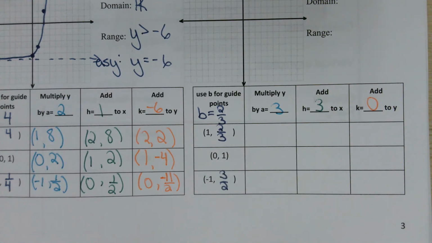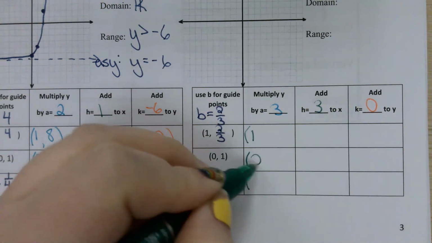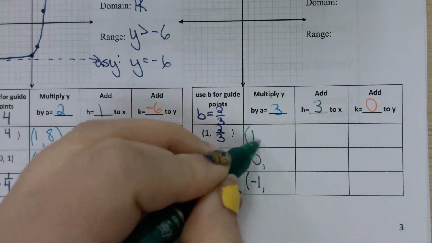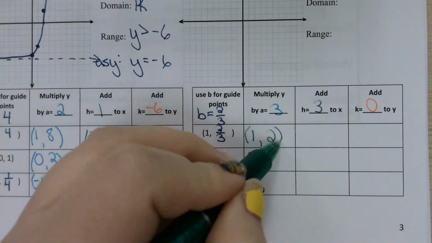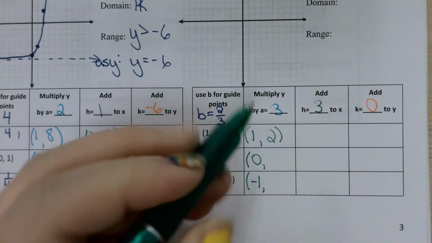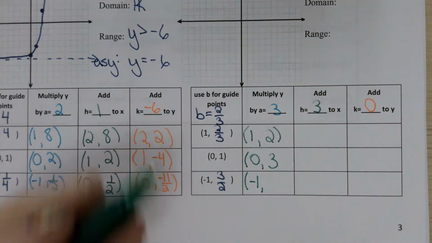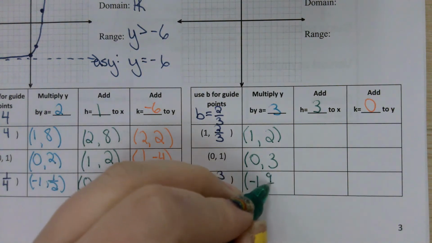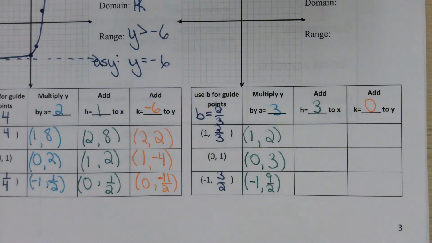Let's multiply all of our y values by 3 because that's our a value. So 1, 0, and -1 will remain the same. 3 times 2/3 is 2. 3 times 1 is 3. 3 times 3/2 is 9/2. If you're not sure how to do them without a calculator, that's okay. You can just type them into your calculator.